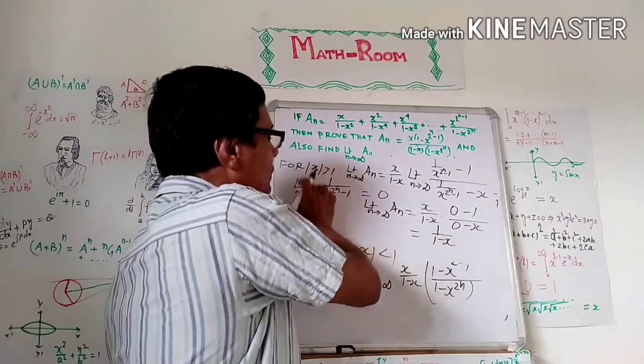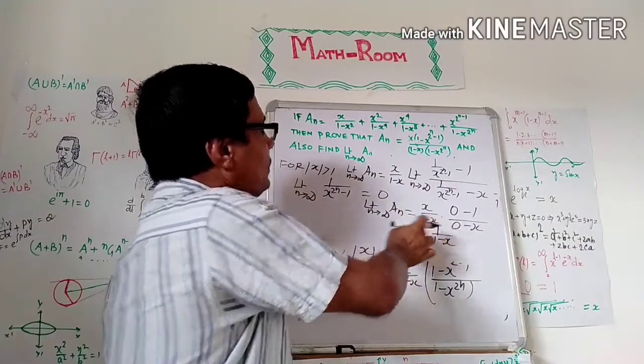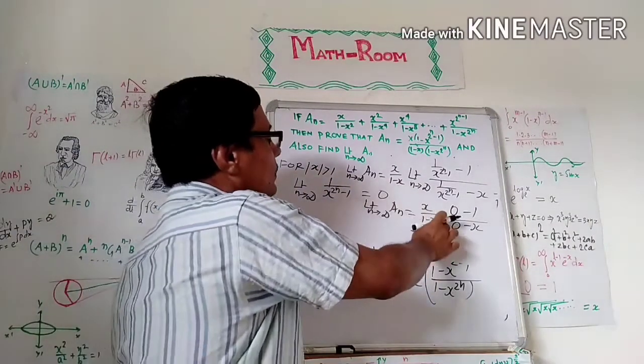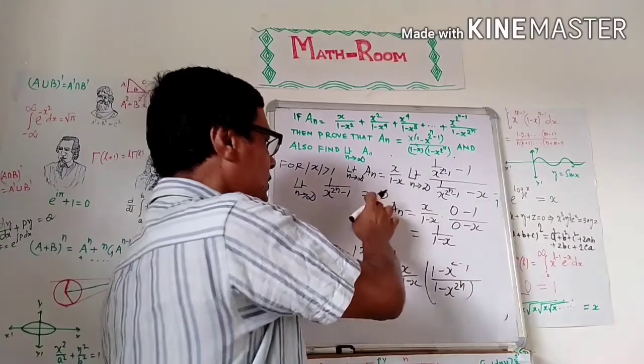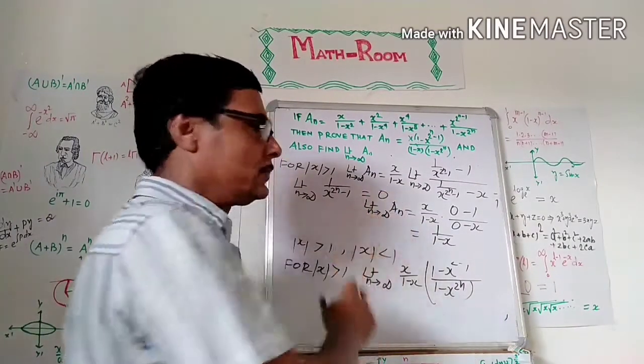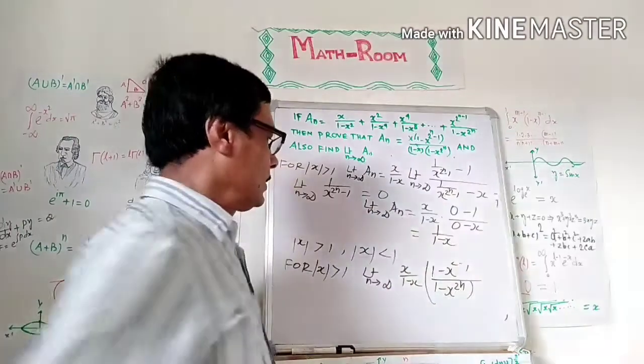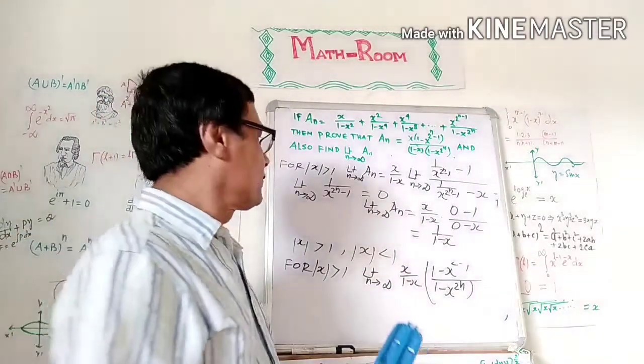So the limit as n tends to infinity, if mod x is greater than 1, will be 1 by 1 minus x.